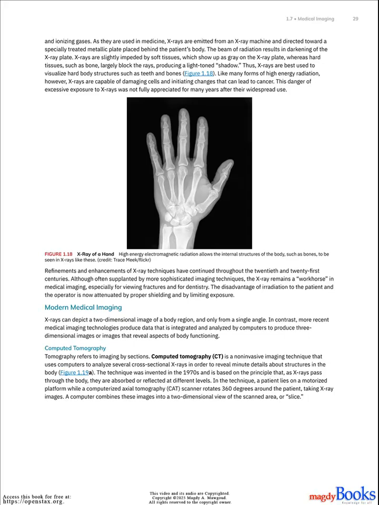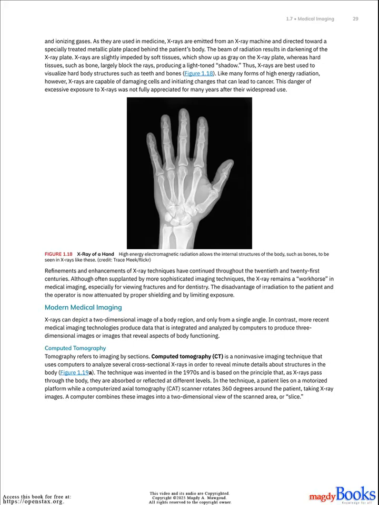Modern medical imaging. X-rays can depict a two-dimensional image of a body region, and only from a single angle. In contrast, more recent medical imaging technologies produce data that is integrated and analyzed by computers to produce three-dimensional images or images that reveal aspects of body functioning. Computed tomography. Tomography refers to imaging by sections. Computed tomography, CT, is a non-invasive imaging technique that uses computers to analyze several cross-sectional X-rays in order to reveal minute details about structures in the body.